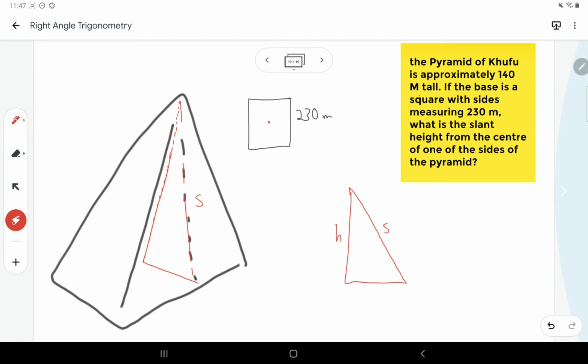But we know that the base of the pyramid is 230 meters on all sides. And if we drop a line right into the center of it, right, we're cutting this in half. Right? So if this full side is 230, then this half side must be half of 230. Which should be 65. No, not 65. That's half of 130. That would be 115. Pardon me.